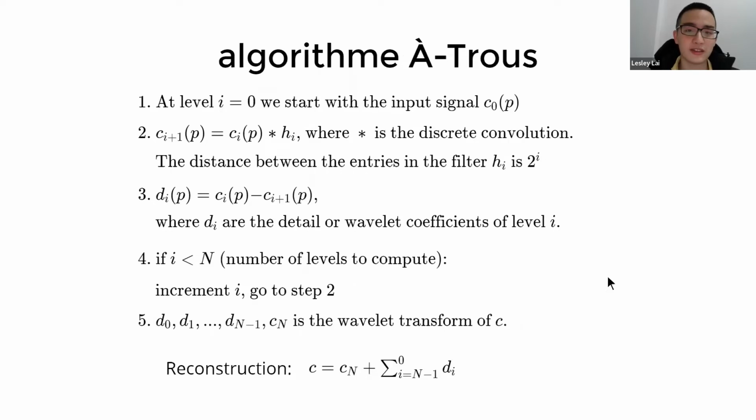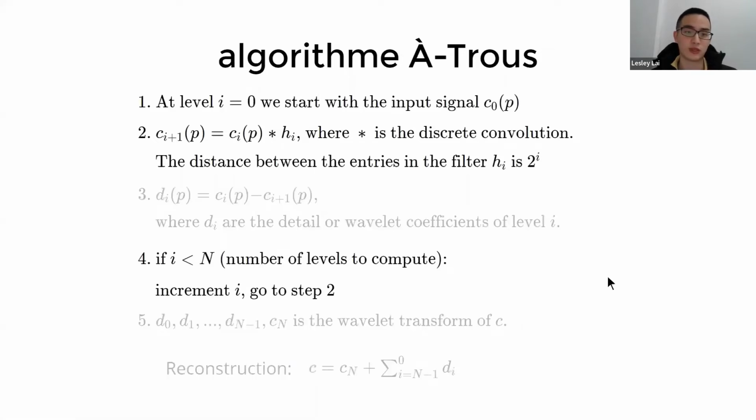So this is the À-Trous algorithm for creating the À-Trous transform, and then we can construct it and reconstruct it back. We don't need to actually do the reconstruction, because we actually want to blur the image. So we don't need step 3 and step 5 actually. The only thing we need to do is a convolution, and we're done.